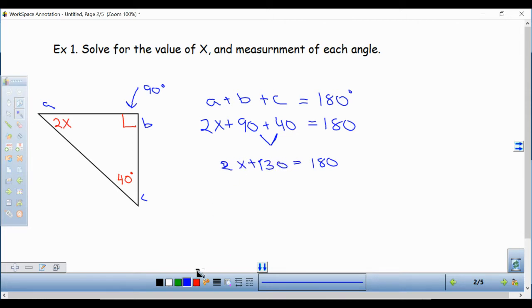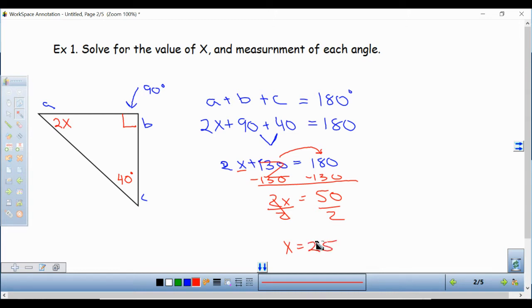I want to solve for x, get my variable by itself. So we move over the 130. I see addition, so I'm going to subtract, and the 130 cancels out. I'm left with 2x equals 50, and I still want my variable by itself. My 2 and my x are multiplying, so I have to divide by 2. The 2s cancel out, x equals 25. So now I know that the value of x is 25 degrees.